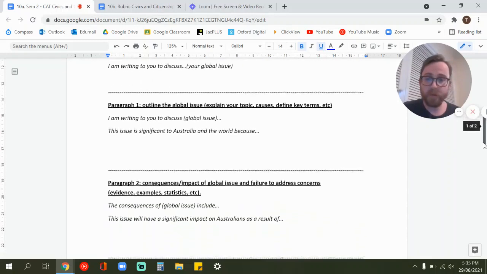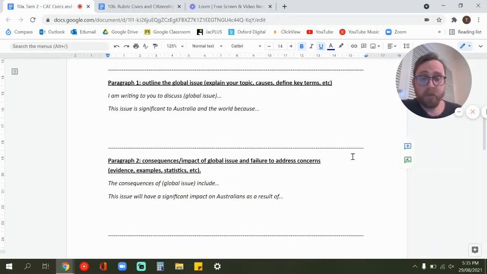So paragraph 1, outline the global issue. Explain your topic, causes, define key terms, etc. I think most students really did well in this first paragraph, at least in my classes. I found that the description of the topic was fairly detailed. You guys were using proper terminology, so defining key terms. This second point here is probably what I'd highlight.